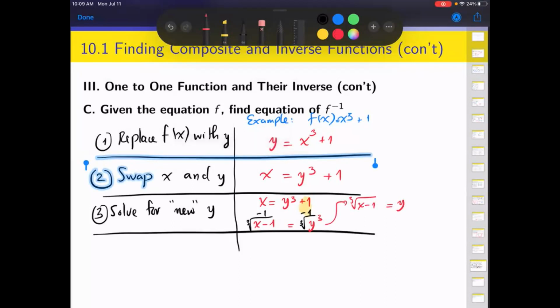And the last step, almost done. The last one is the easy step. Replace y with f inverse of x. So this is f inverse of x equals cube root of x minus 1. We'll continue next time, but I want to give you a little taste so you can do your homework. You can do all the homework now. But next time we practice more, right? So pretty simple: replace f with y, swap x and y, and then solve.